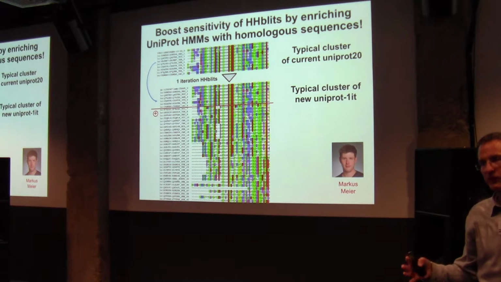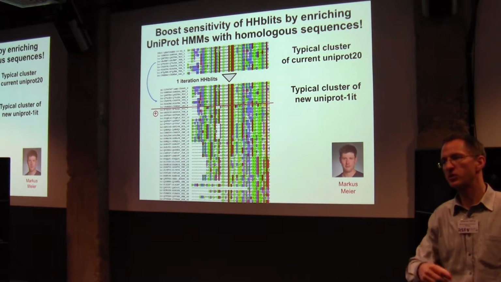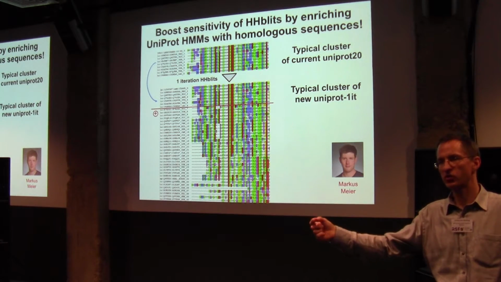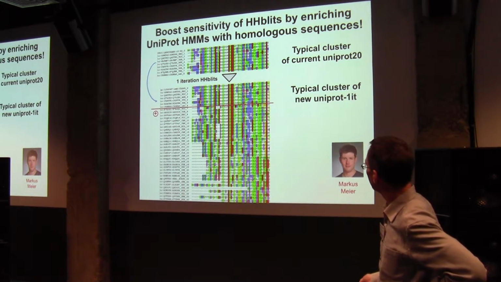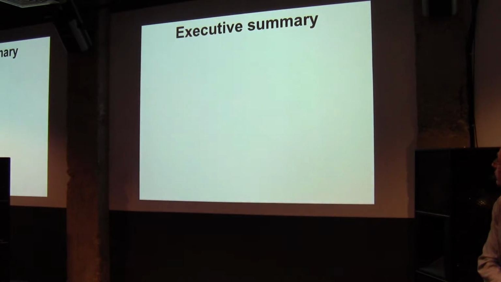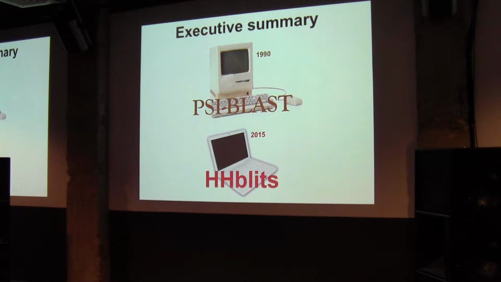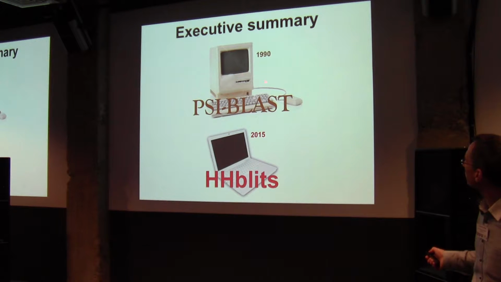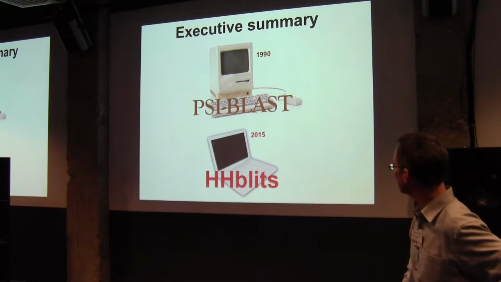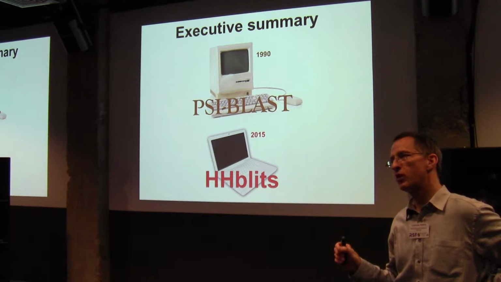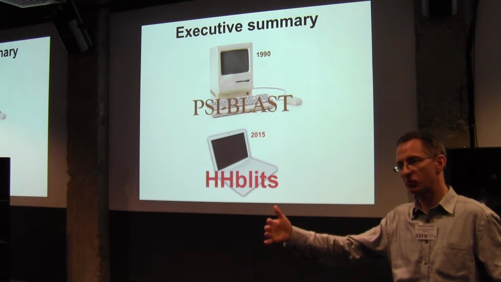So this profile is more diverse, and because it's more diverse, it's better at picking up very remote relationships. Right? So by just adding these sequences, we get quite a significant boost in sensitivity. I don't have the time to show these results, but the executive summary is basically that there are no disadvantages anymore to HHsplits. Maybe except for one: that you need a profile database or a cluster database.